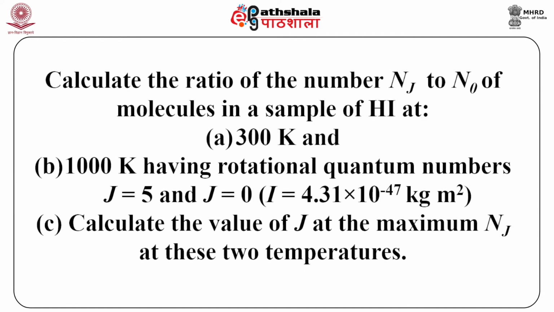So, here are some examples. You find the ratio of the number Nj to N0 of molecules in a sample of HI at first at 300 K and then at 1000 K, and we have given the rotational quantum number J is equal to 5 and J is equal to 0, and the I value is also given, which is 4.31 x 10^-47 kg meter square. Notice that it is mu r square, mu is expressed in kg because it is a reduced mass, and r square will be meter square in SI units. We want to find out the value of J at the maximum Nj at these two temperatures.